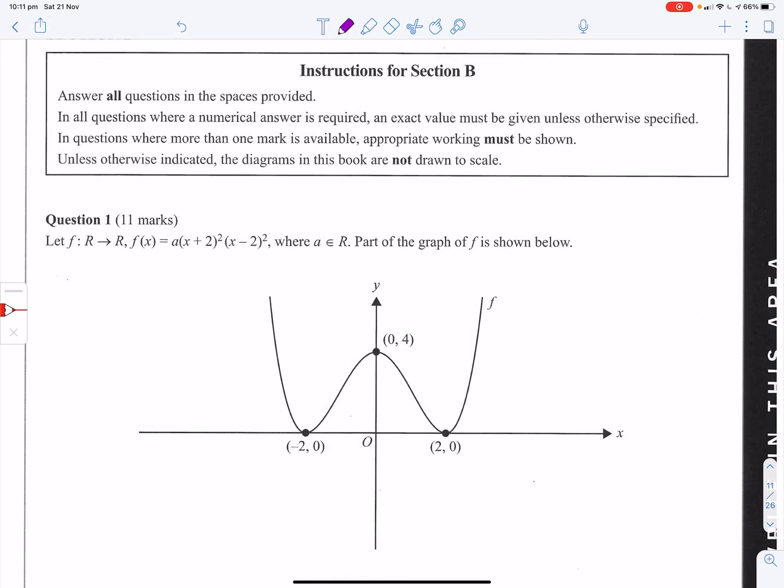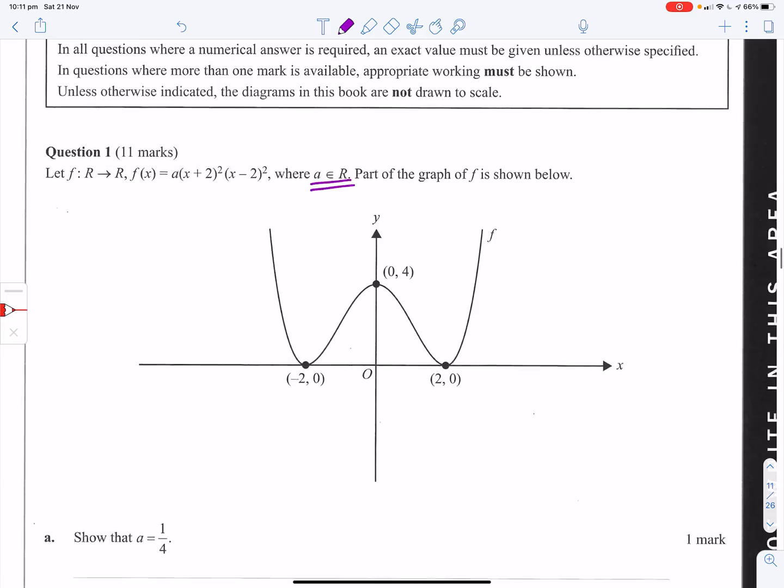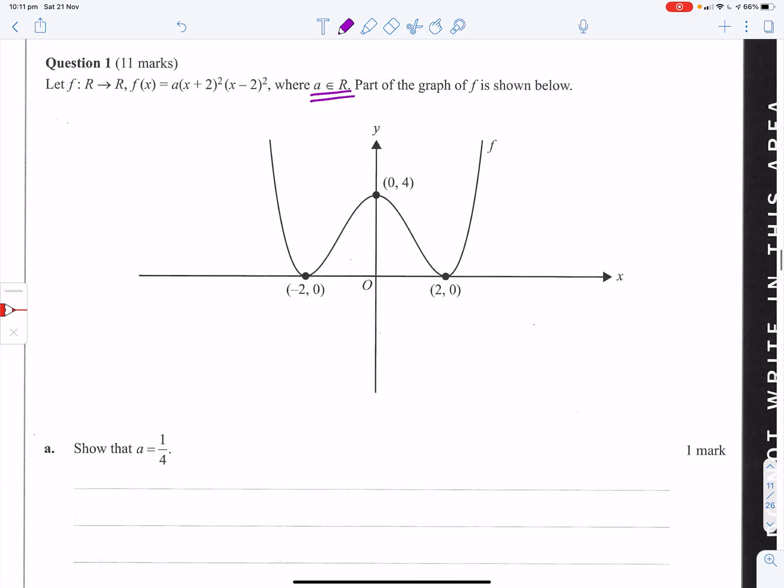Alright, so first we have a function which is defined from negative infinity to infinity. It has a coefficient a. That makes sense. There's a turning point at -2 and another turning point at 2. Show that a is equal to 4.